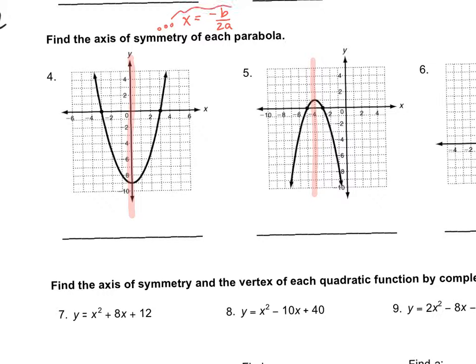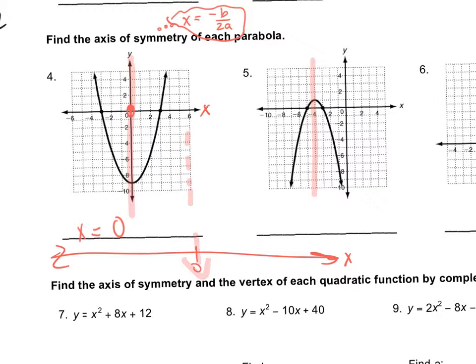However, I don't have a function written as an equation. I have a graph. So all I need to do is write x equals, and in this case, it's 0 because it goes through 0. The reason it's x equals 0 is because x is the horizontal axis and my vertical line is going through 0 on the x-axis. That's the reason why it's called x equals 0.